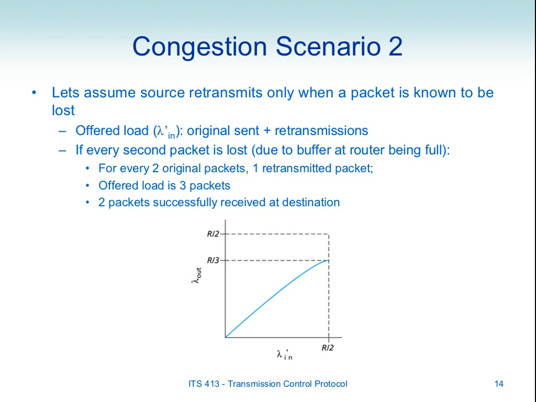If we assume that we retransmit when we know that a packet is lost, if we say every second packet was lost at some point, for every original 2 packets sent, there'll be 1 retransmitted packet. That is, I transmit a new packet, and then I transmit another new packet. If every second one is lost, so the second one I transmit is lost, then for those 2 new ones I transmit, I'll need to retransmit 1 of them. In other words, for every 2 original packets sent, there'll be 1 retransmitted packet sent, or our offered load is 3 packets. And only 2 of them will be received.